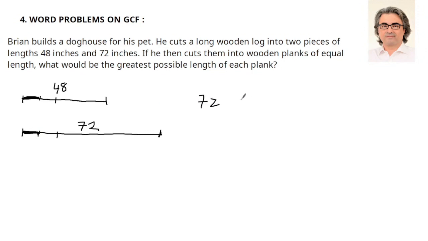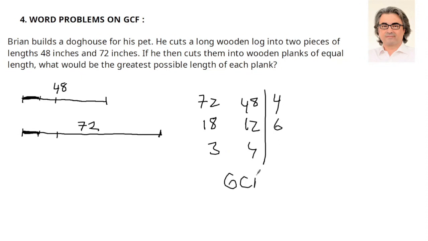Now let's find the number which divides both these two numbers. Divide by 4, for example. This is 18 and this is 12. What about these two numbers, 18 and 12? They are divisible by 6, giving 3 and 4. What about 3 and 4? There is no common number that divides these two numbers. So if you multiply 4 with 6, you will get the greatest common factor of 72 and 48. 4 times 6 is 24.